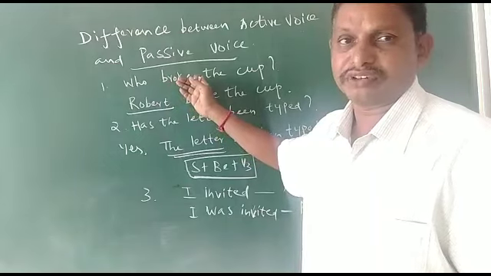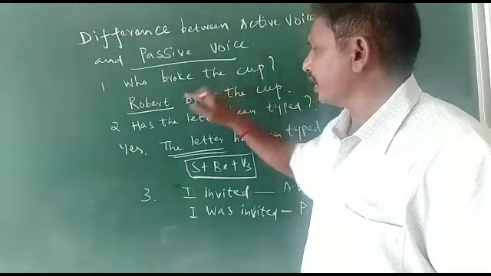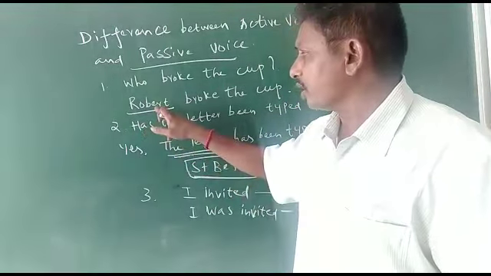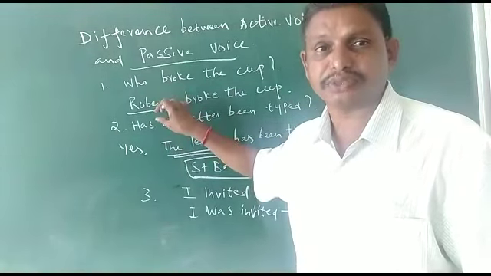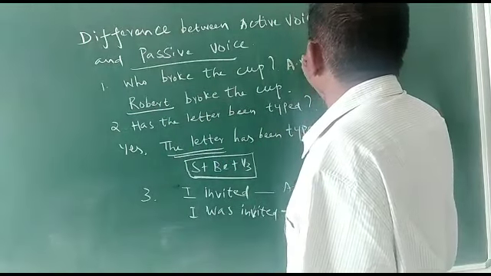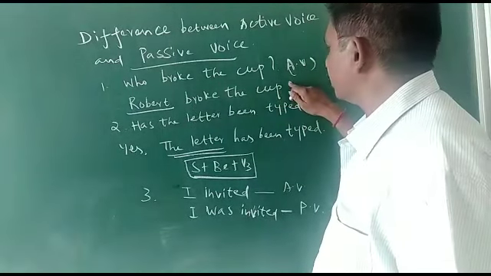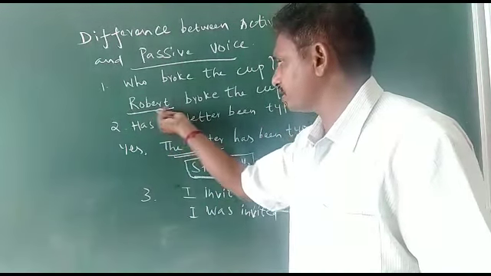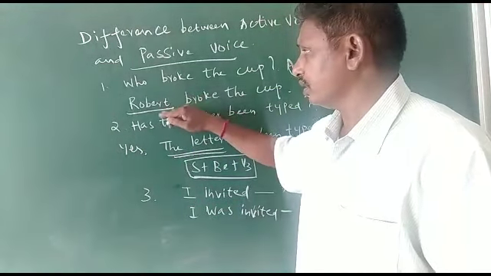Look at the examples which I have written on the board. Who broke the cup? For this question, the answer is Robert broke the cup. Here, we are talking about Robert. When we are giving importance to the doer of the action, that is the subject, we use active voice. So this is called active voice. So Robert broke the cup. This is active voice. So we are giving importance only to the subject, that is Robert. Whenever we give importance to the subject, we use active voice.